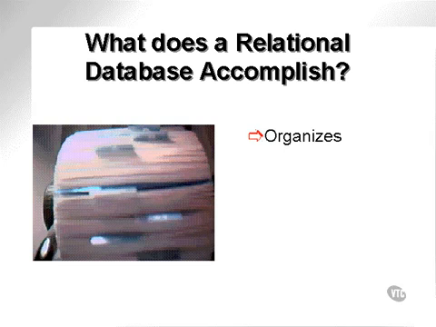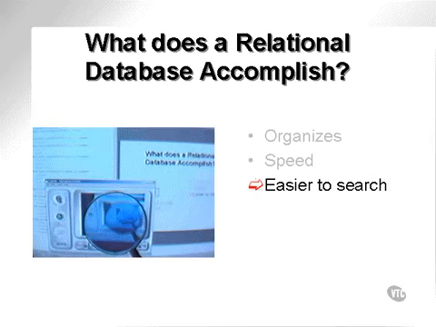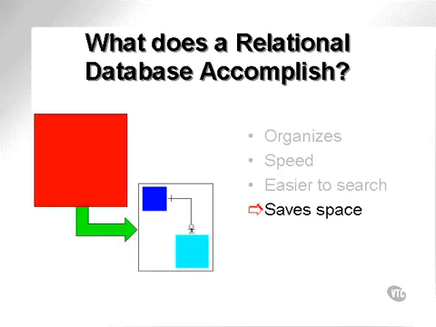What does a relational database accomplish? It organizes, or allows organization of, data and information. It increases the performance or the speed of data access because you can access parts of that information rather than accessing everything all at once. It's easier to search. It allows you to search within specific objects, such as venues or shows, rather than shows within venues all at the same time. It saves space. Duplicated information is removed into separate objects.